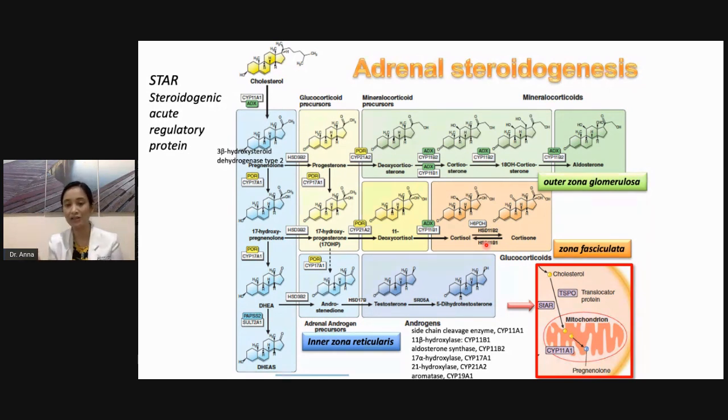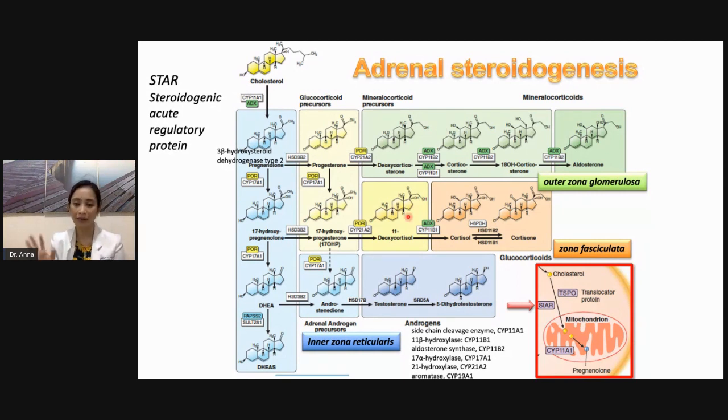So I don't expect you to memorize the enzymes, except of course the rate limiting enzymes. But otherwise, all the other enzymes that are stated here, you don't need to memorize. The precursor molecules, you don't need to memorize. I just wanted you to have an idea of how things work in your adrenal cortex.